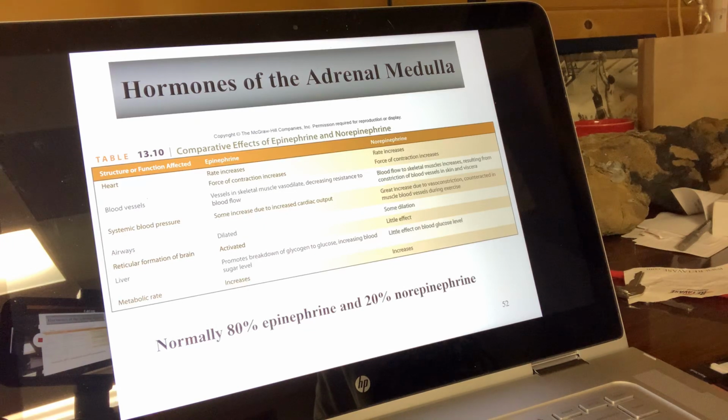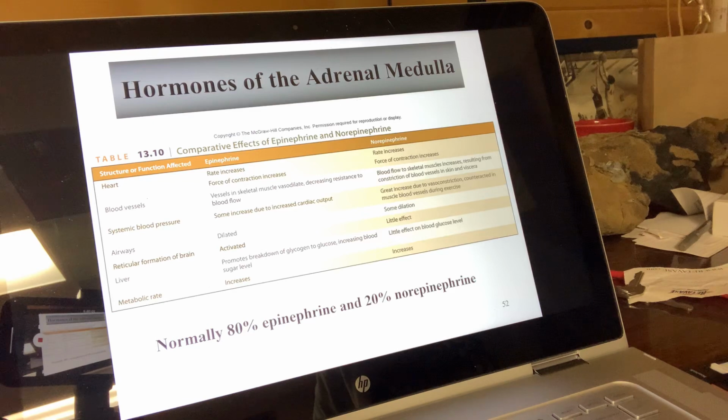Epinephrine and norepinephrine both dilate the airways, but epinephrine does it much more than norepinephrine. This is why when someone has an acute allergic reaction and their airways are closing down or clamping down, the first thing we give them is a shot of epinephrine to dilate their airways so that they can get more air in.